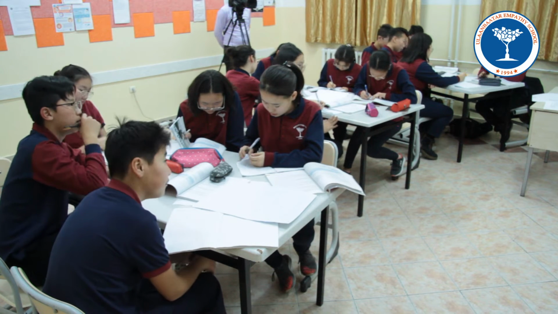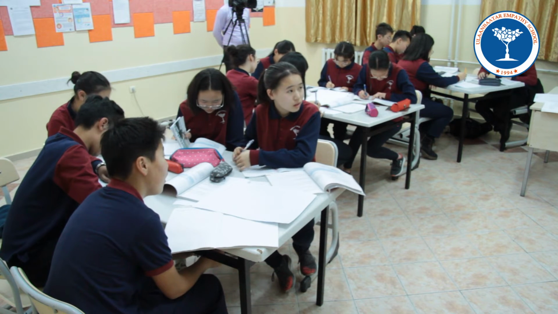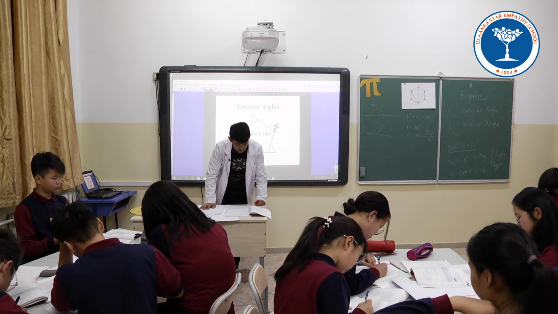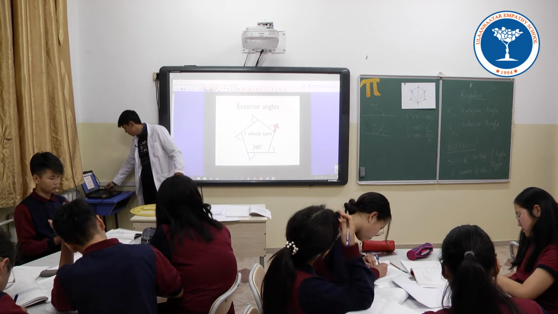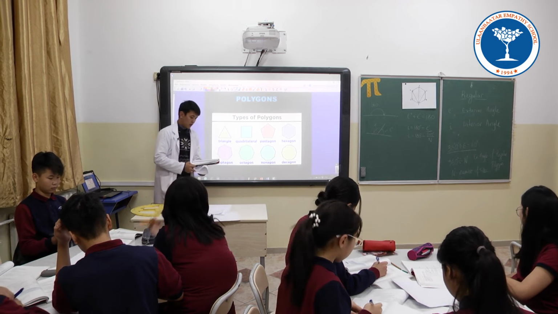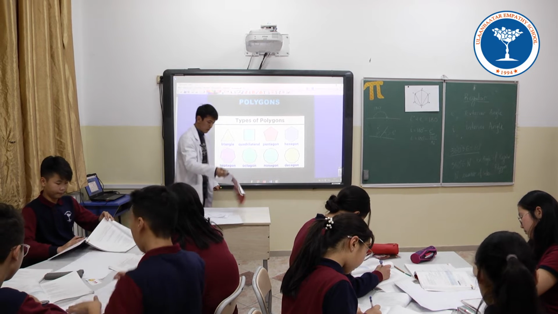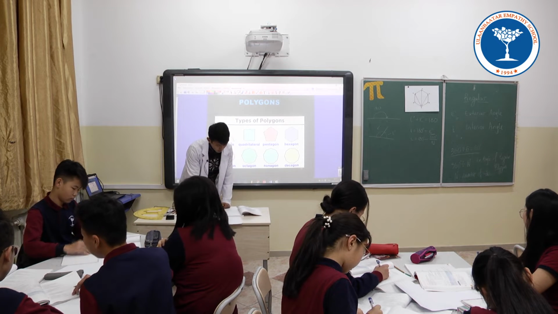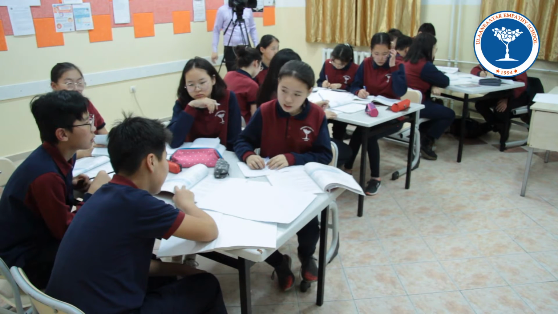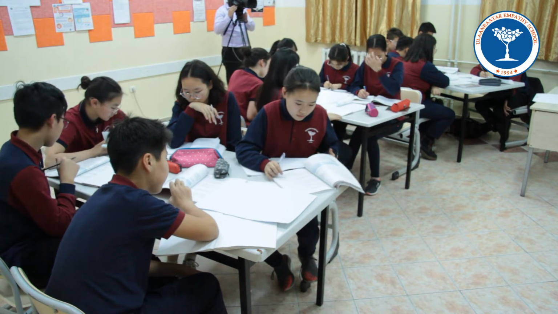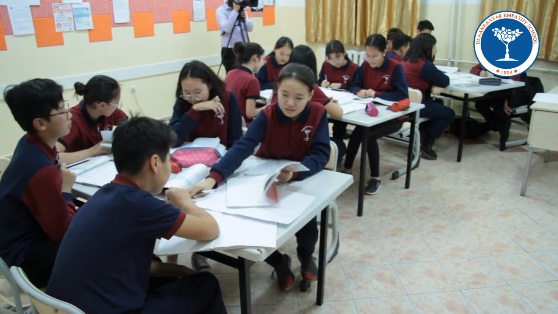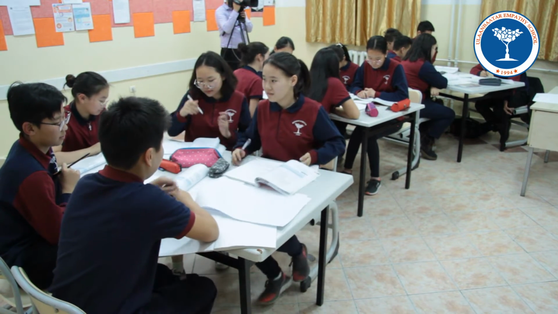Now, let's start with the exercise. Exercise number 3. For that, we will use this helpful sheet. Question 3. Who wants to do this? Question 3, page 43. Read loudly.